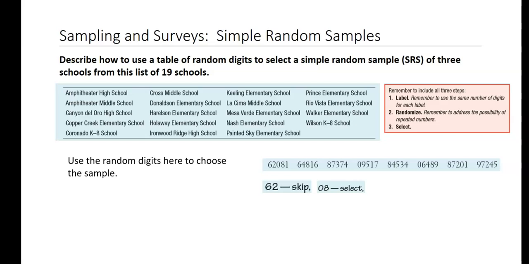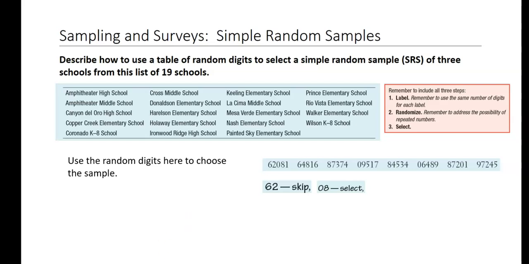62, they say skip. Why did they say skip? I guess for some reason they skipped the first number, but I don't think that's necessary. I think you can select the first number. You could have specified, I'm going to skip the first number that we come to, but I don't think that's necessary. You can see the next 2 digits are 08.